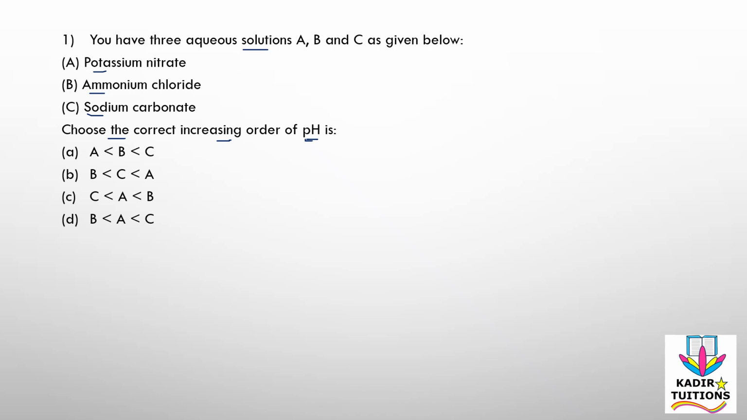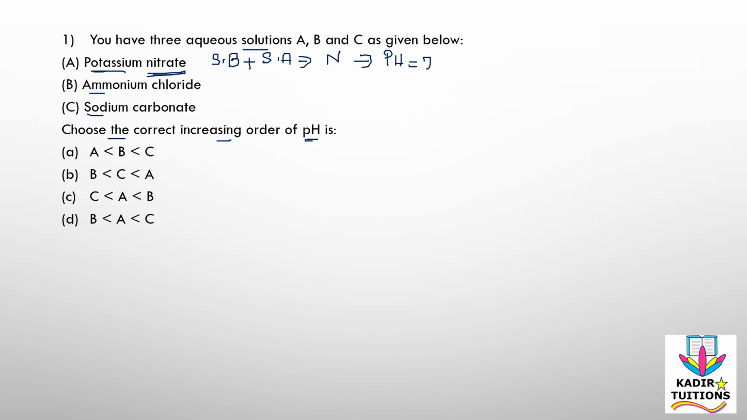Let's check the first salt, potassium nitrate. Potassium nitrate comes from potassium hydroxide and nitric acid. Potassium hydroxide is a strong base, and nitric acid is a strong acid. So when a strong base and a strong acid react, we get a neutral salt, and the pH value of a neutral salt is 7.